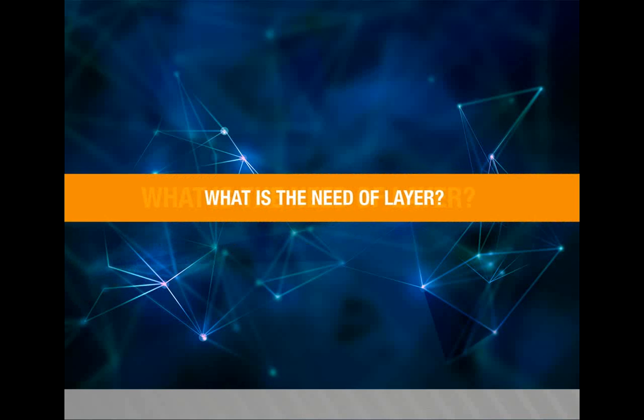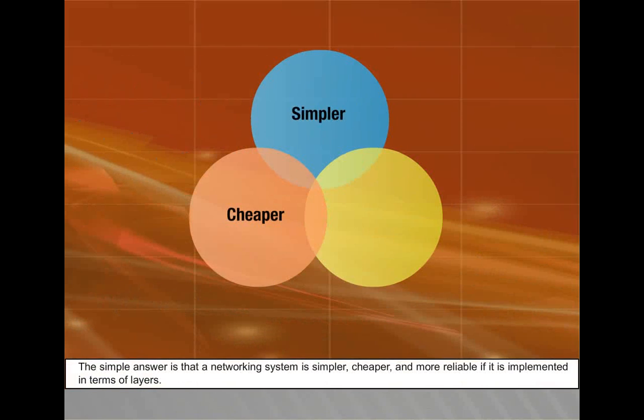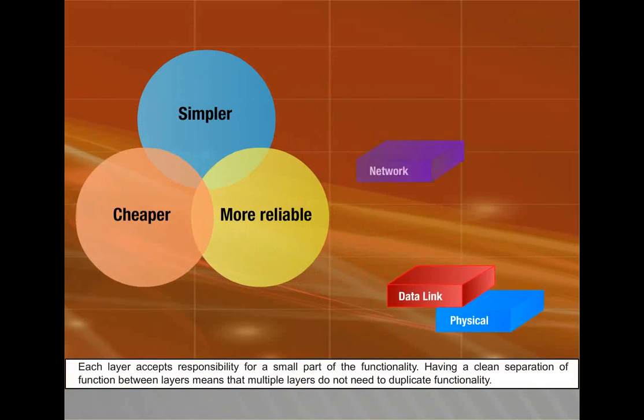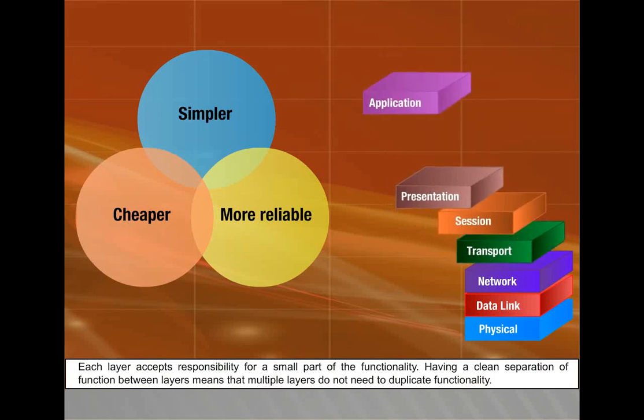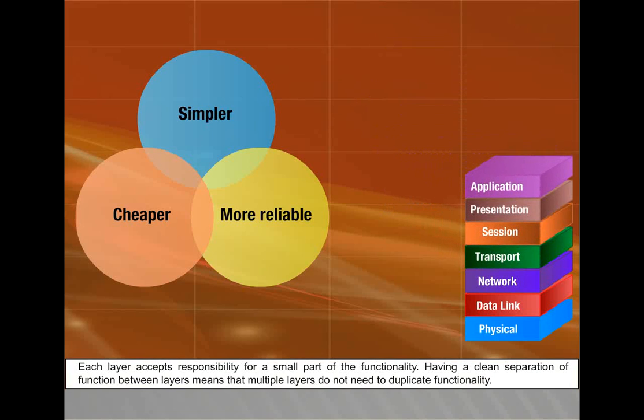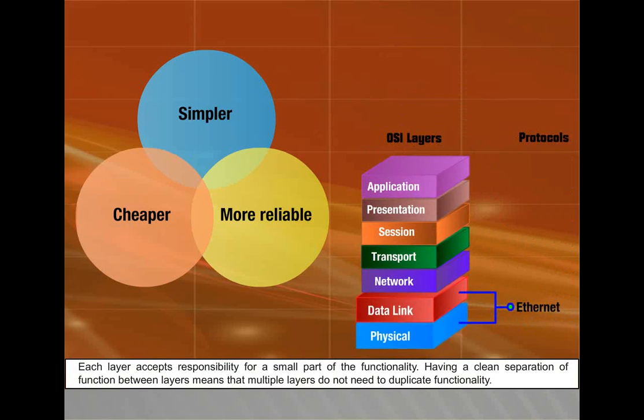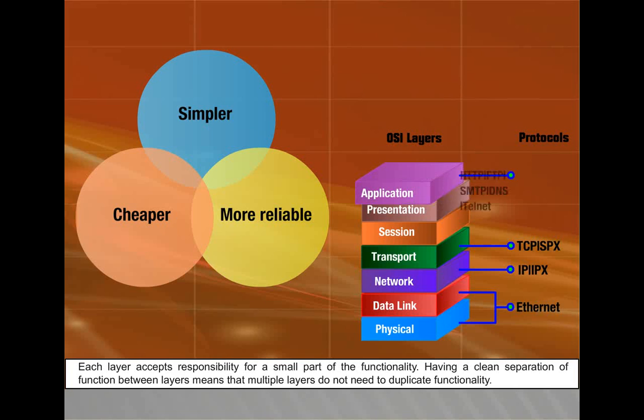What is the need of layers? In this video, we are going to learn about the need of OSI layers. The simple answer is that a networking system is simpler, cheaper and more reliable if it is implemented in terms of layers. Each layer accepts responsibility for a small part of the functionality. Having a clean separation of function between layers means that multiple layers do not need to duplicate functionality. It also means that layers are less likely to interfere with one another.